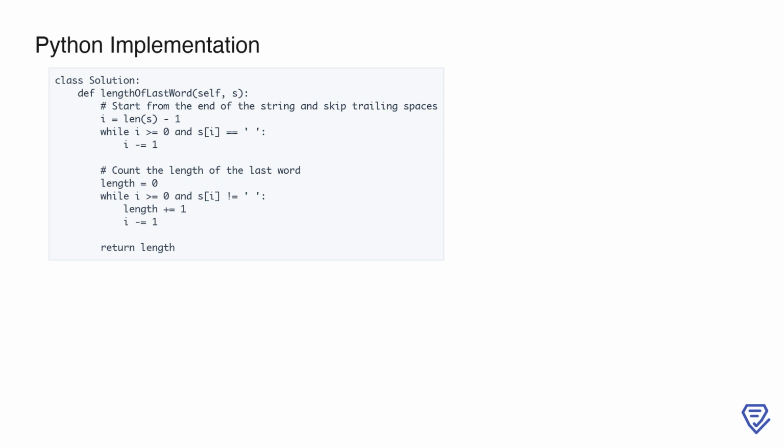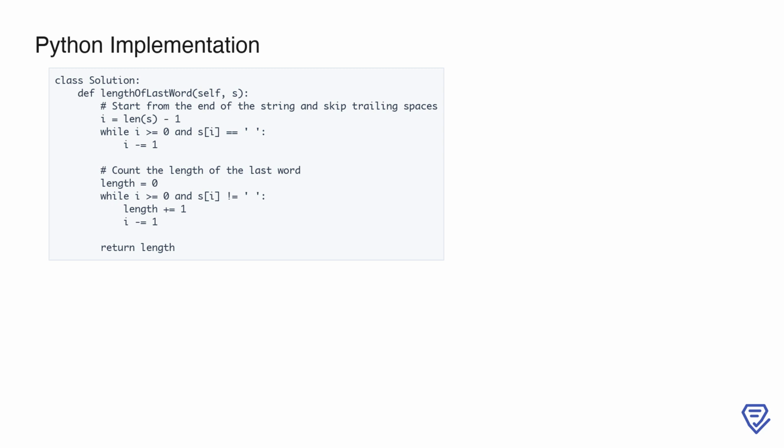Once the trailing spaces are skipped, another while loop begins, which calculates the length of the last word. This loop continues as long as i is non-negative and the current character is not a space. Within this loop, the length variable is incremented for each character that belongs to the last word, and i is decremented to move to the previous character in the string. Finally, the function returns the calculated length.